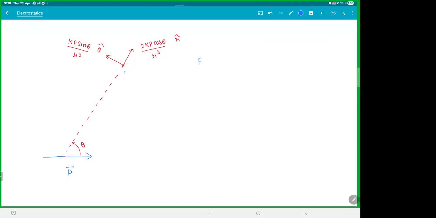So the field at that point would be, if you want the magnitude, you can square them and add them. You end up with kp by r cube. That will be 4 cos square theta plus this thing. So that's 3 cos square theta plus 1. Again, not that a big deal. You know, the vector component, you can always get the magnitude. And the potential will be kp cos theta by r square.